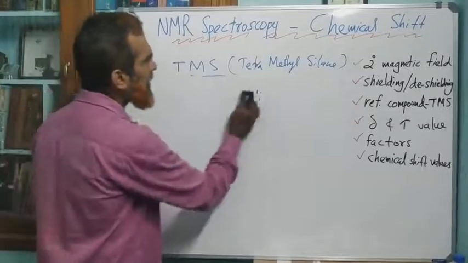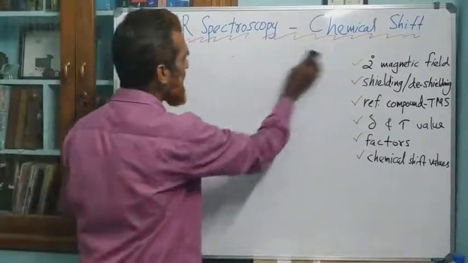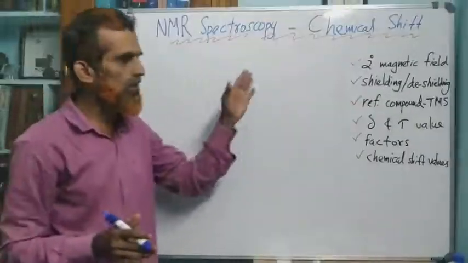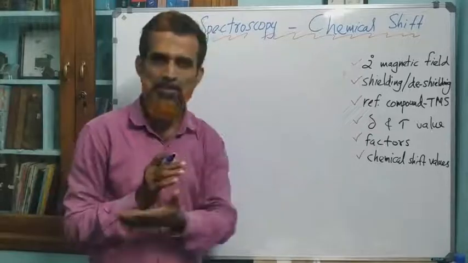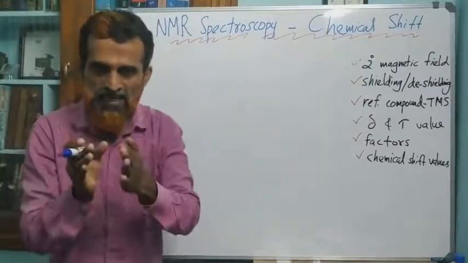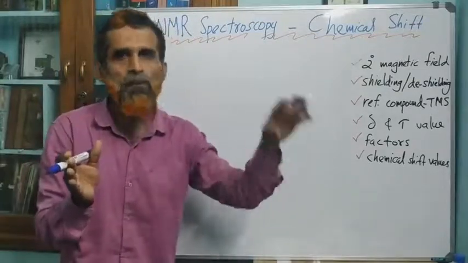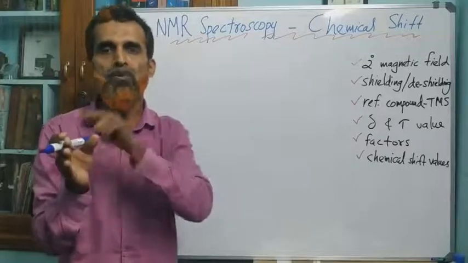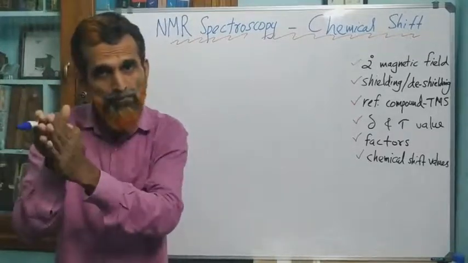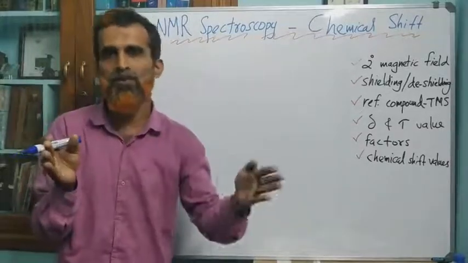Now, how do we represent this chemical shift value? What is the equation for this? We redefine chemical shift on the basis of the secondary standard, TMS, as the shift in absorption position of a particular proton compared to the reference compound, that is TMS. With respect to TMS, at what frequency is your proton absorbing?